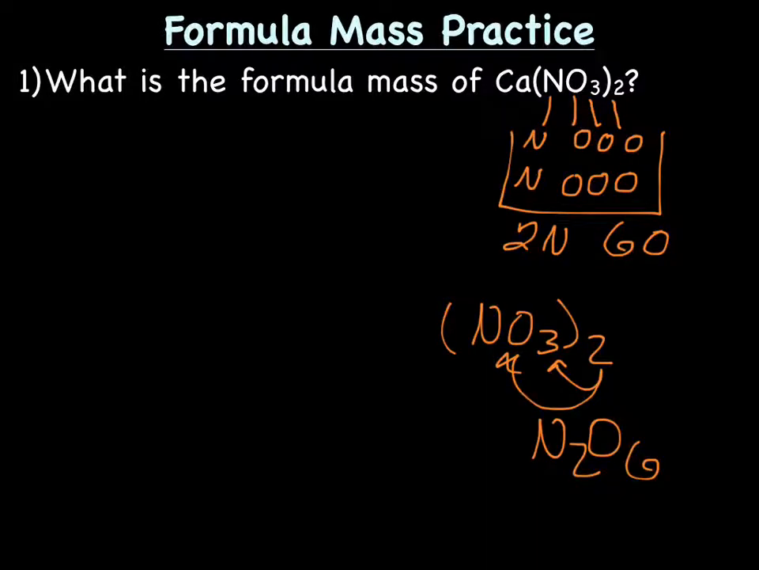Okay, so now let's make a list of all of the atoms present in our compound. So we have 1 calcium, and we decided we had 2 nitrogens, and for oxygens, we decided we had 6 of those.